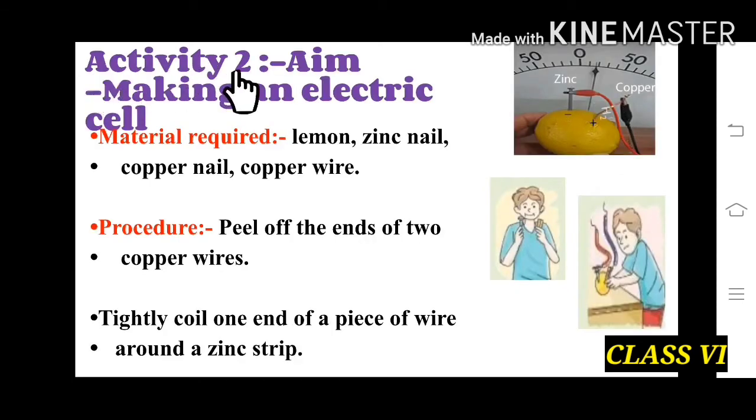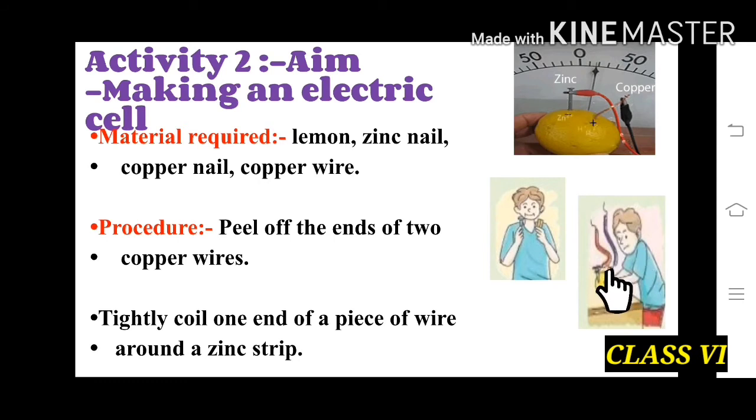Activity 2. Aim: making an electric cell. Materials required are a lemon, zinc nail, copper nail and copper wire. Procedure. In this picture we can see that a boy has a zinc nail and a copper nail. So what will he do? First he will peel off the ends of two copper wires. So in this picture you can see that he has peeled off the two ends of the wires.